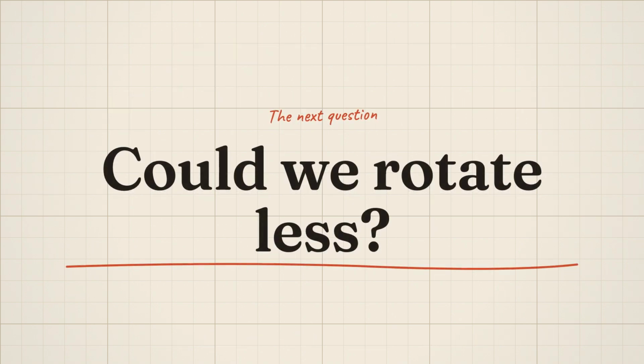AVL gives us a very strict height guarantee. Search is fast, insertion uses at most 2 rotations, and deletion remains logarithmic. But deletion may structurally rearrange the tree again and again on the way upward. Could we keep the logarithmic height guarantee while rotating less?